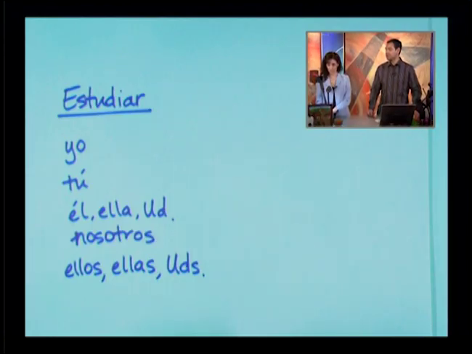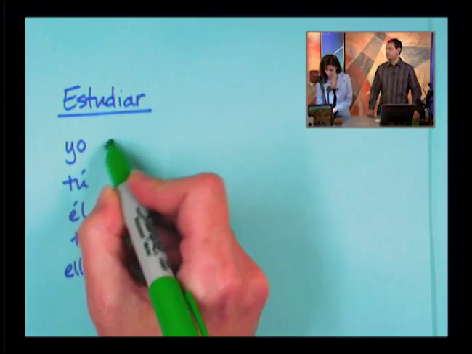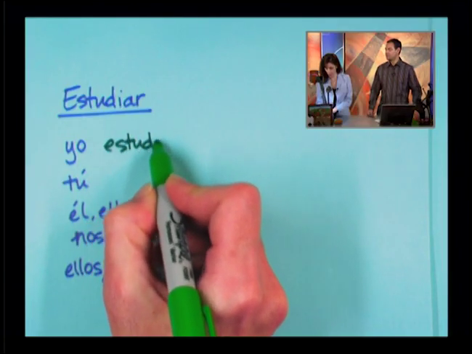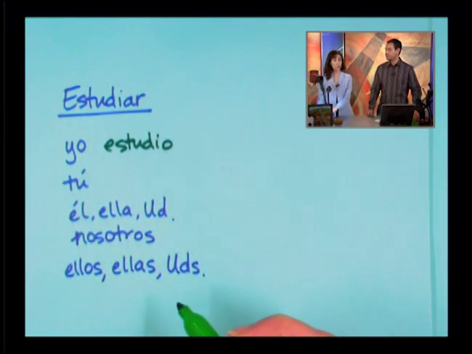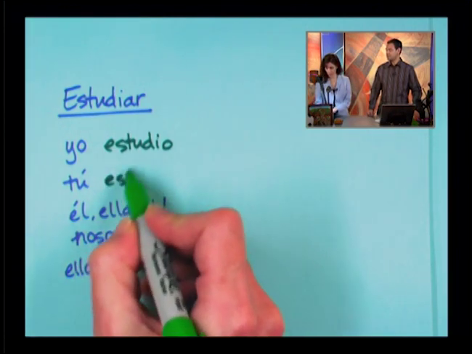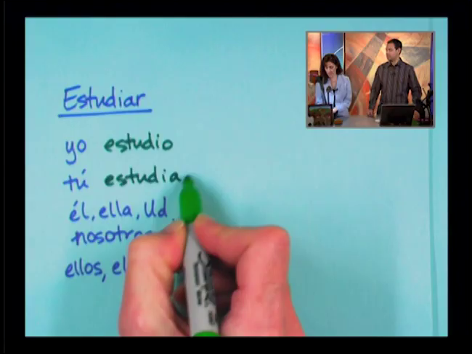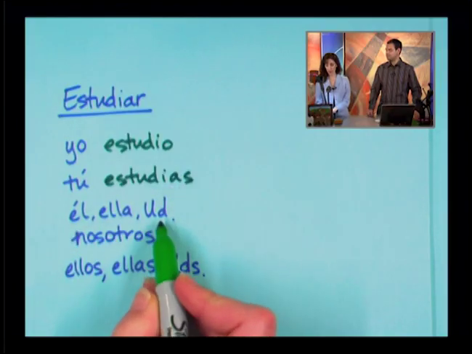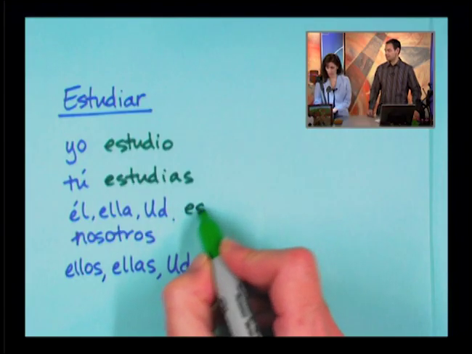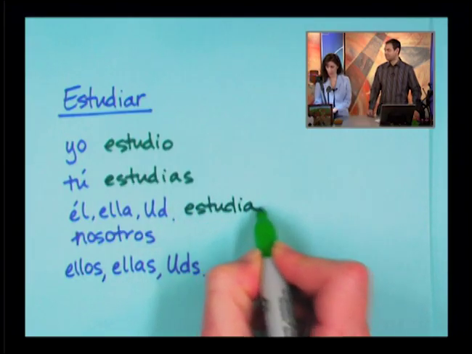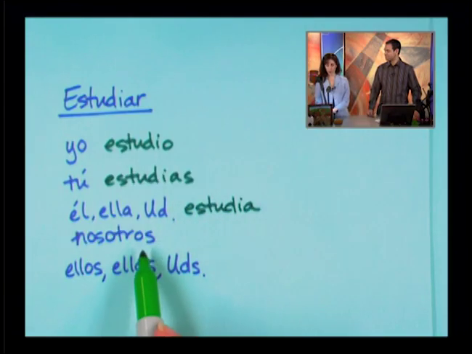Estudiar, drop the AR and add the O, so it would be yo estudio. Perfecto. Now, how do I say you study? Tú estudias. How can I say he studies? Él, she studies, or you formal: ella y usted estudia. Correcto. Ahora, la forma nosotros. That would be nosotros estudiamos.